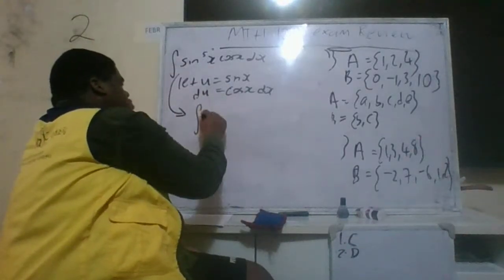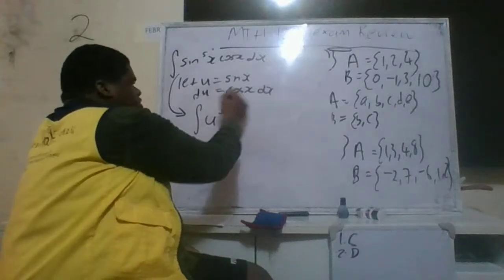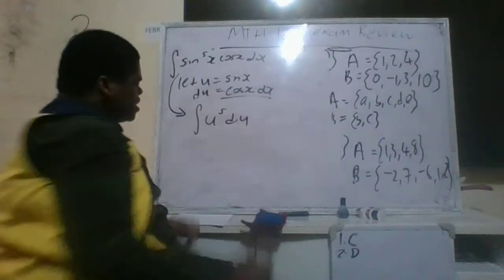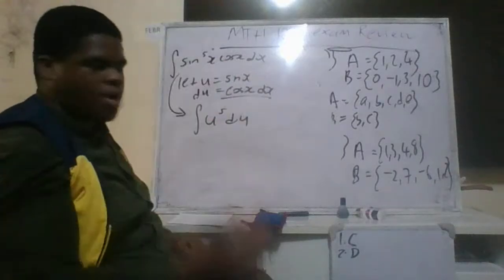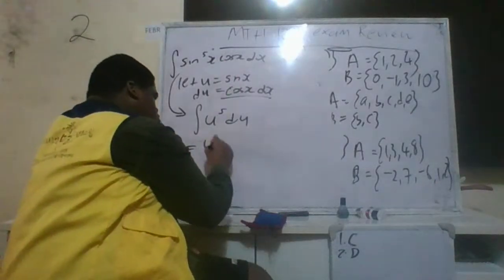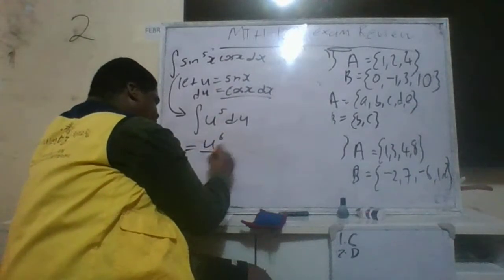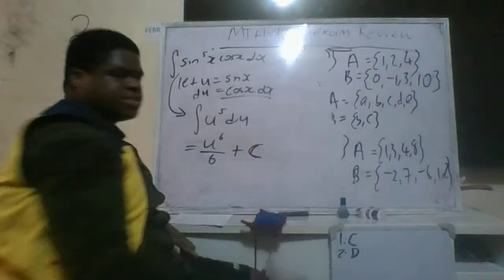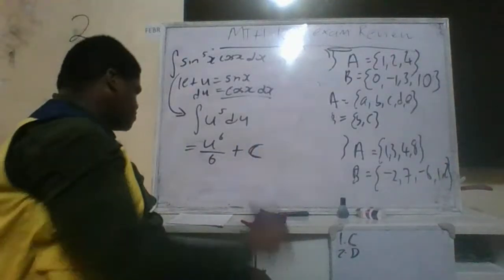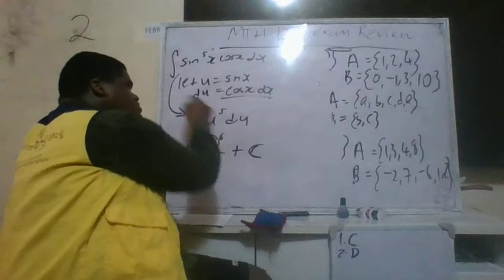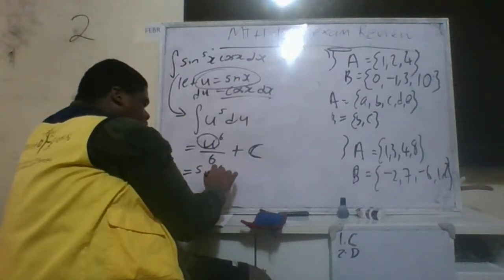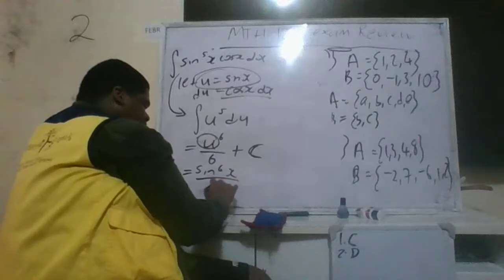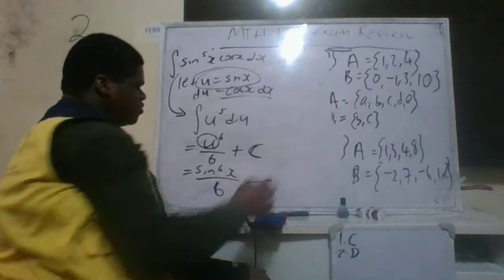We have the integral of u to the power of 5 times du. Now, how do you integrate this? Remember, you add 1 to the power and divide by that new power. So this will equal u to the power of 6 divided by 6 plus c, the constant of integration. Remember, u is equal to sine x. So this is equal to sine to the power of 6x divided by 6 plus c, which is the integral constant.